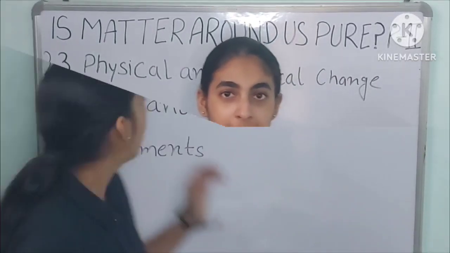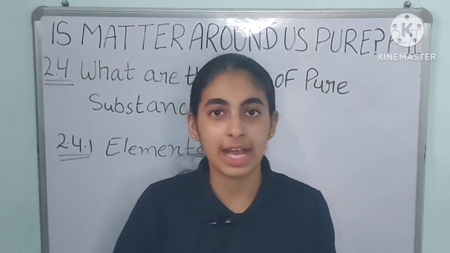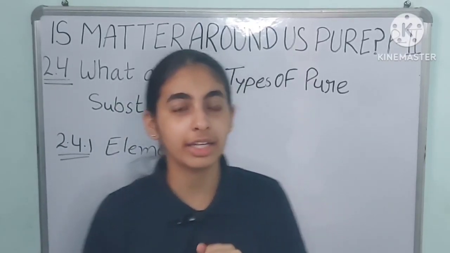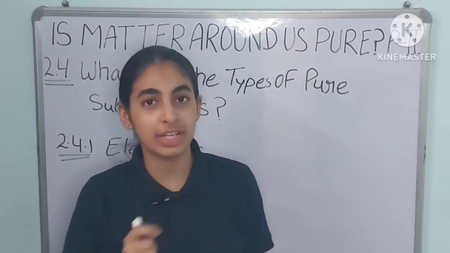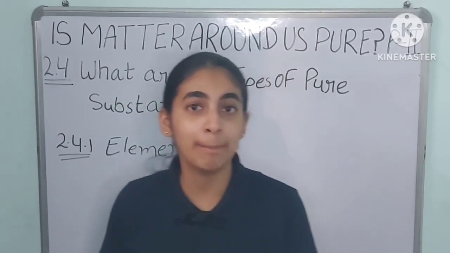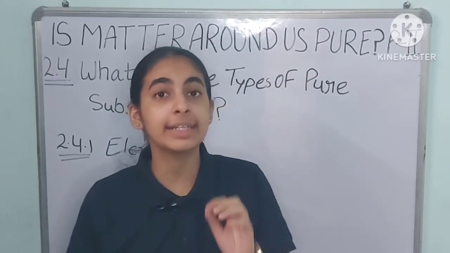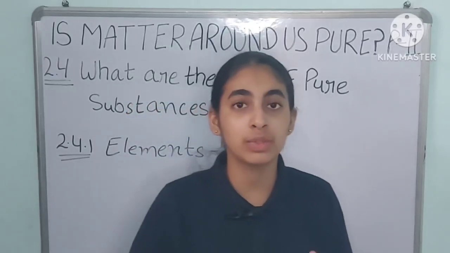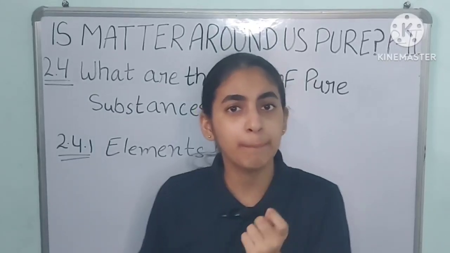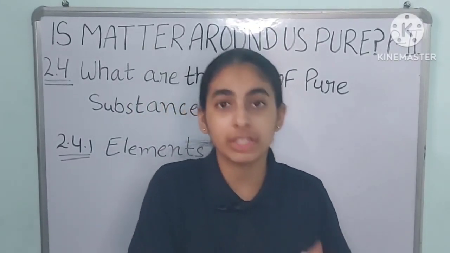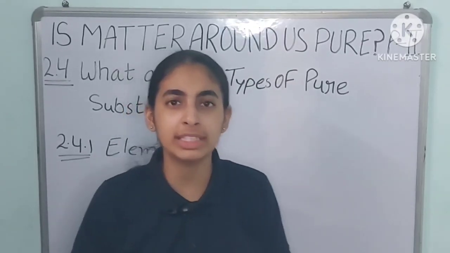Now come to our next topic. What are the types of pure substances? On the basis of chemical composition, substances can be classified either as elements or compounds. First, elements. Antoine Laurent Lavoisier, a famous French chemist, was the first to establish an experimentally useful definition of an element. He defined an element as a basic form of matter that cannot be broken down into simpler substances by a chemical reaction. For example, mercury, sodium, potassium are simple substances of matter. They can't be broken down into further substances. That's why metals, non-metals, and metalloids are classified as elements.